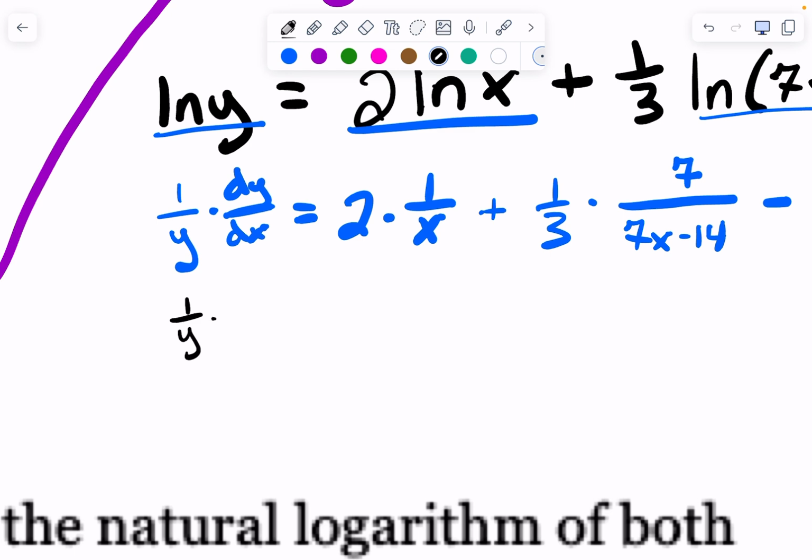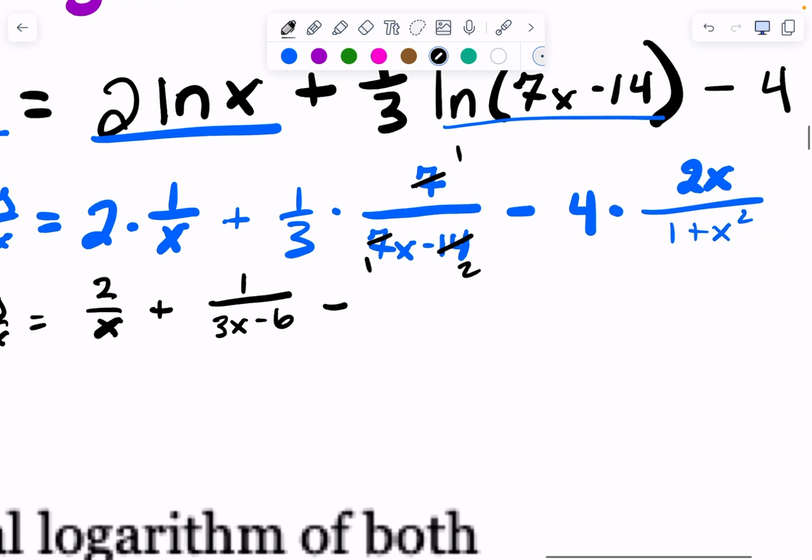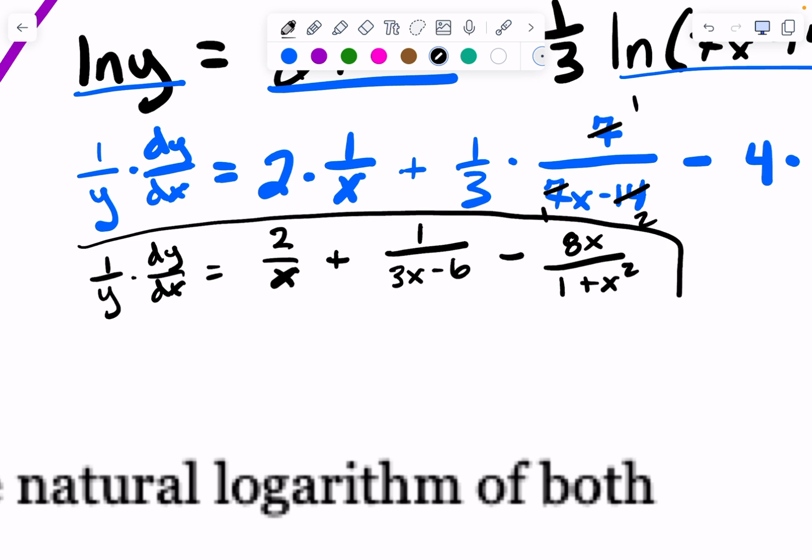1 over y times dy dx. You guys already have this down. Equals 2 over x, yeah? Okay, now we're here where we left off. So I'm gonna divide, and then I'm gonna distribute my 1/3 through. So 1 over, you said 3x minus 6? Yeah, if we distribute the 3 through. Minus 8x over 1 plus x squared. That is that, okay? Do we see where we're at? Like we're right here, this stuff, okay?